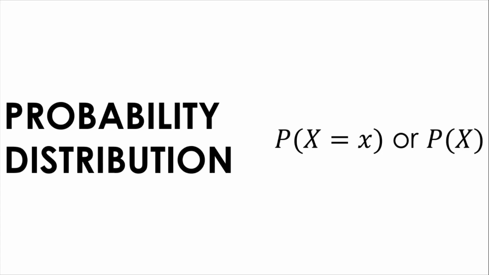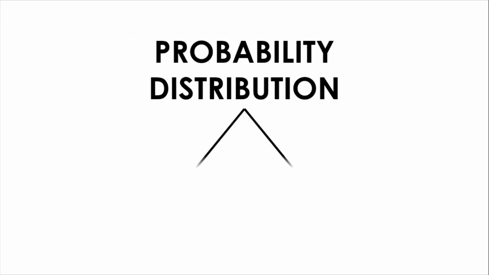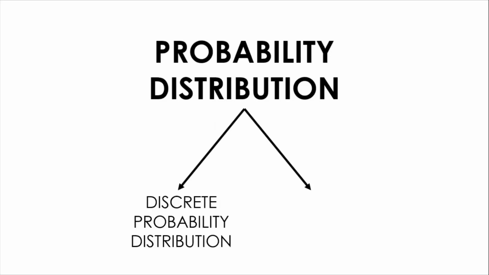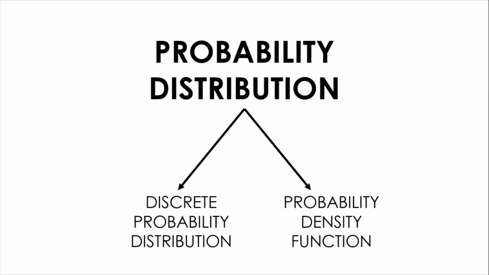Consequently, the kind of variable determines the type of probability distribution. For a single random variable, statisticians divide distributions into the two types: discrete probability distributions for discrete variables, and probability density functions for continuous variables. But in this video, we will only be focusing on the discrete probability distribution.